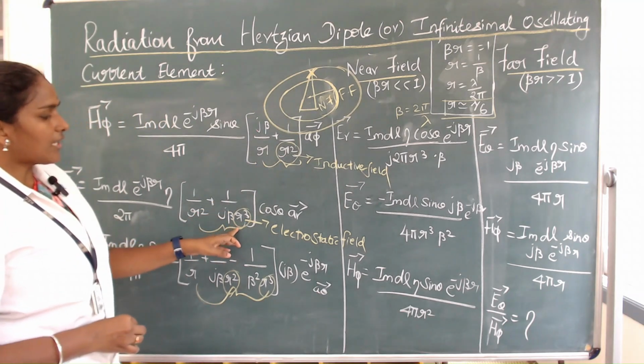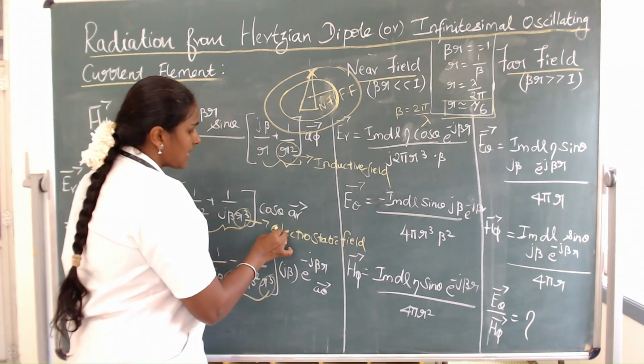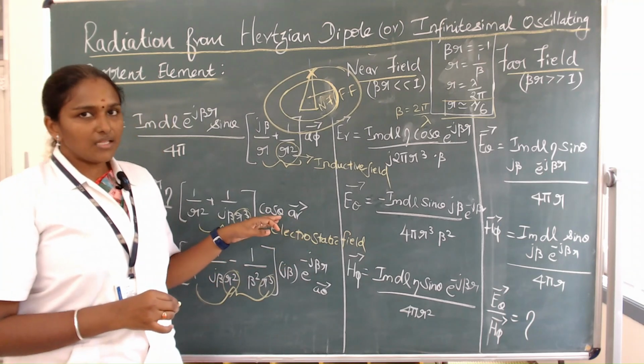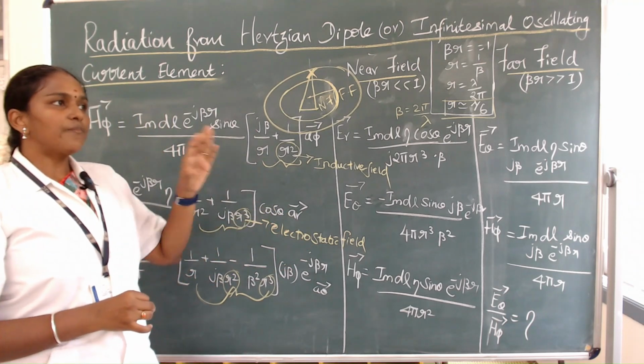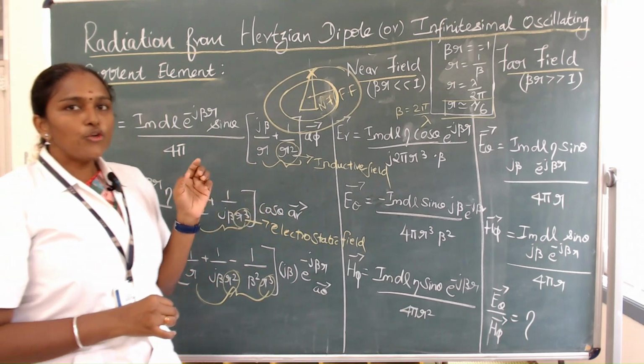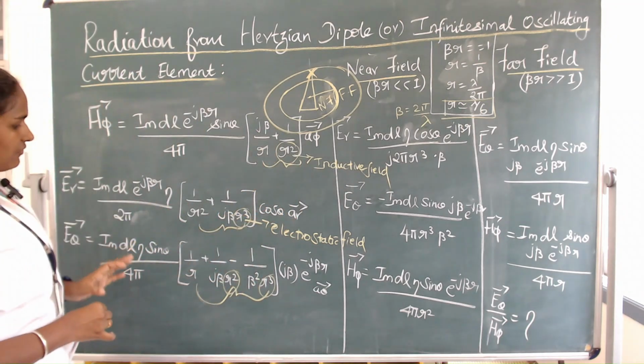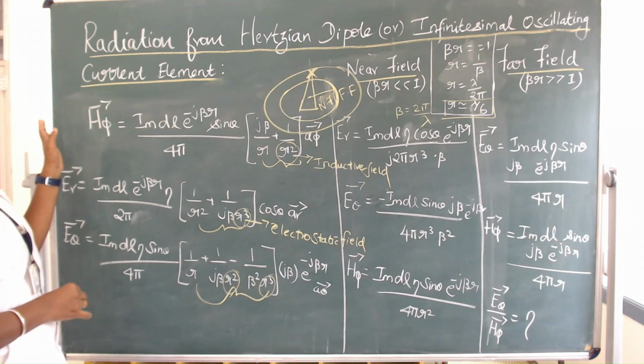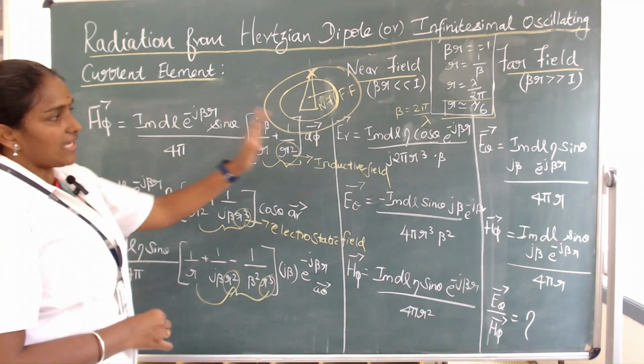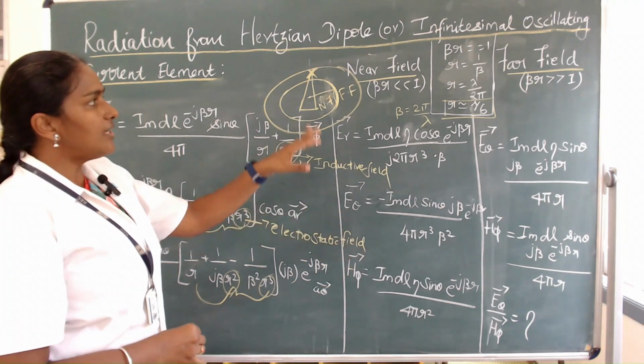Again, the 1 by r cube term indicates the electrostatic field. The electrostatic field is a field that exists in free space due to the static charges present in the atmosphere. That is the electrostatic field. So we will be rewriting the same set of equations again in a reduced form for near field conditions.